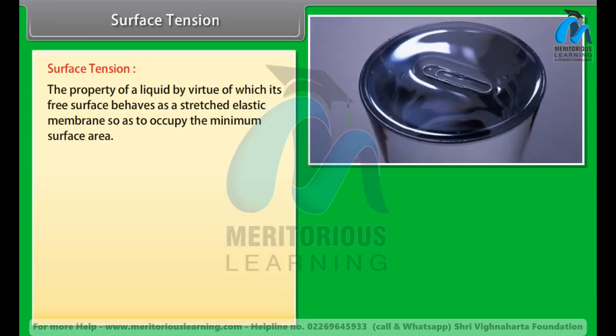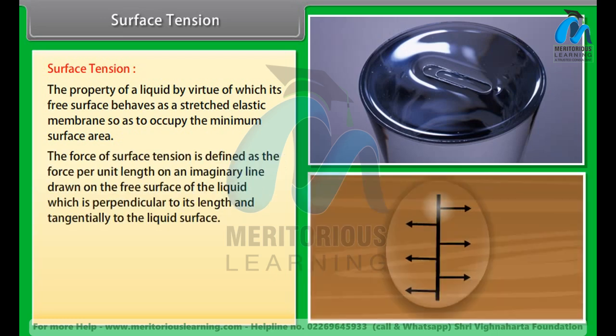Surface tension is the property of a liquid by virtue of which its free surface behaves as a stretched elastic membrane so as to occupy the minimum surface area. The force of surface tension is defined as the force per unit length on an imaginary line drawn on the free surface of the liquid, which is perpendicular to its length and tangential to the liquid surface. T is equal to F by L.